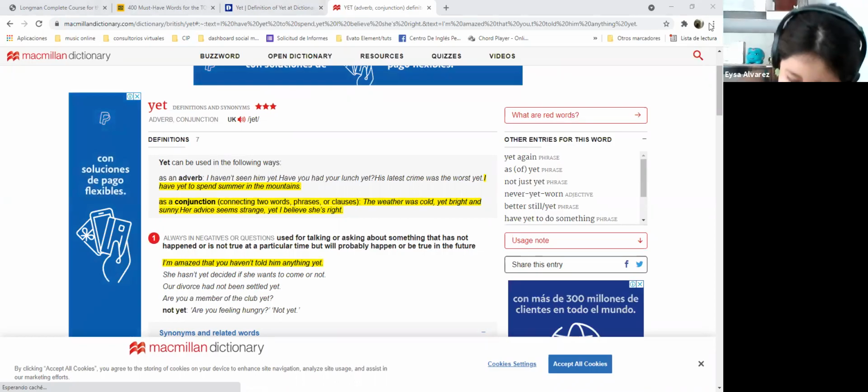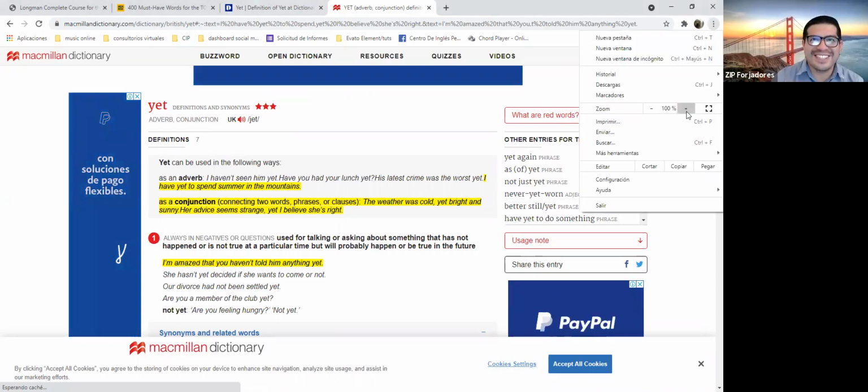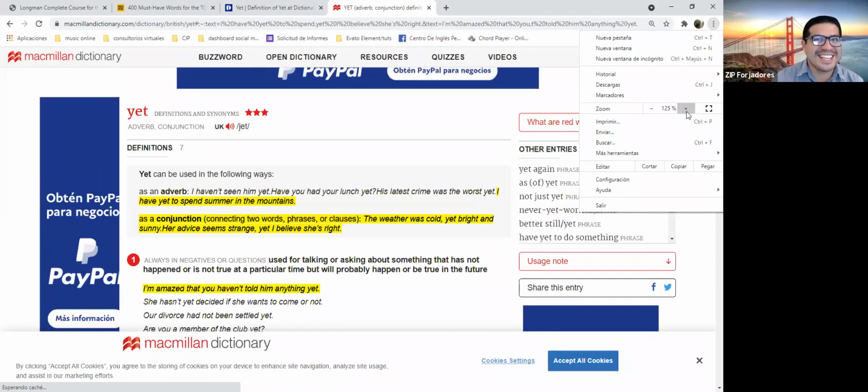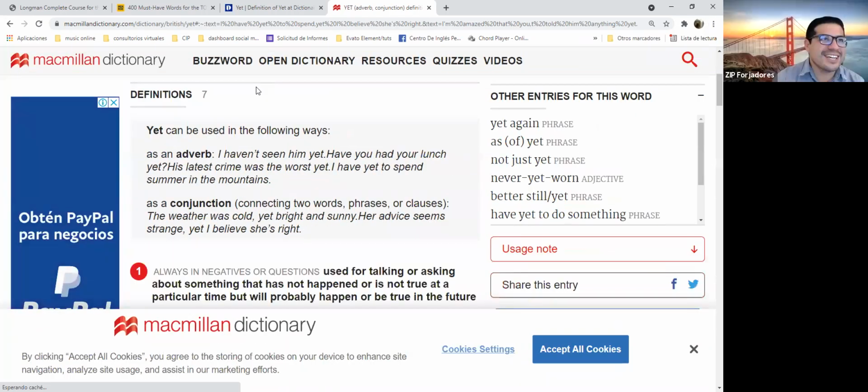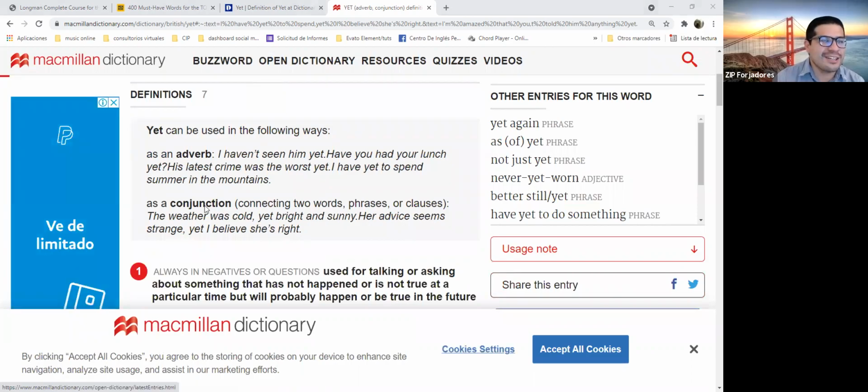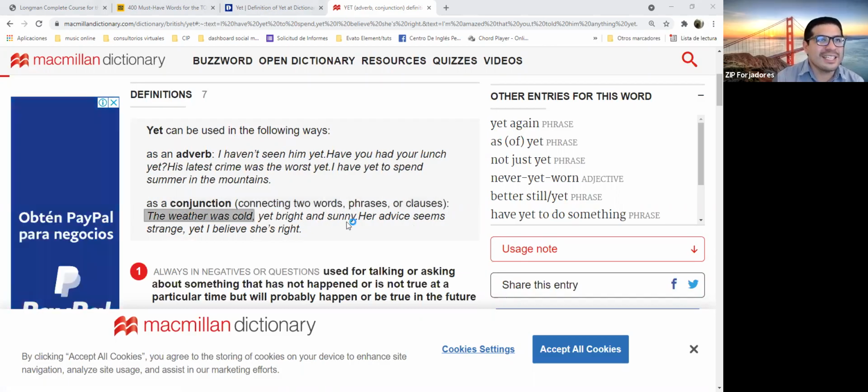So, yes, it's a conjunction, like I said. Because I said that it was a conjunction, then I said that it was not. Yes, I knew that it was a conjunction. So let's look at this example of a conjunction connecting two words, phrases, or clauses. The weather was cold, yet bright and sunny. If you notice, jet is joining cold and bright.